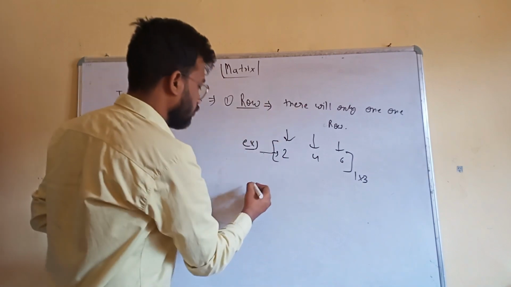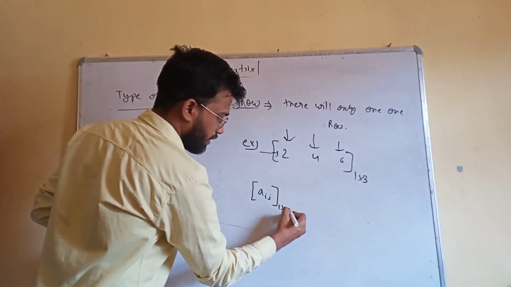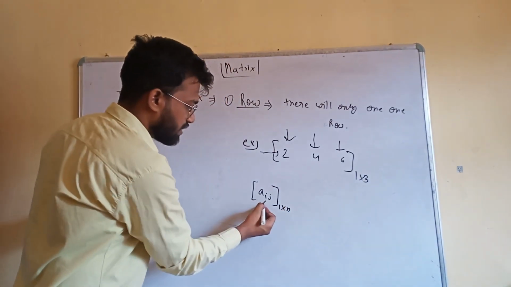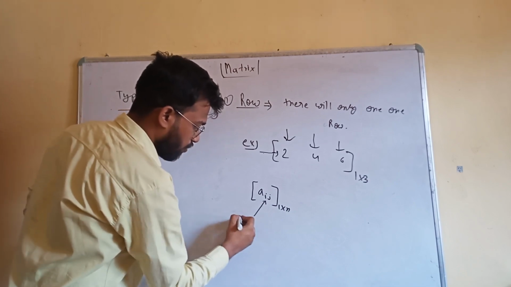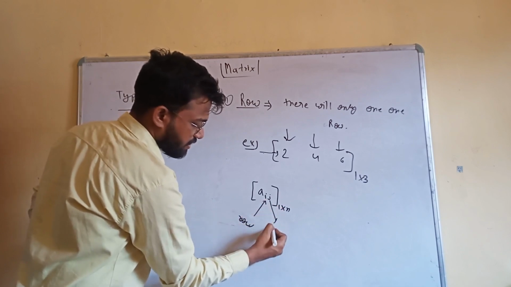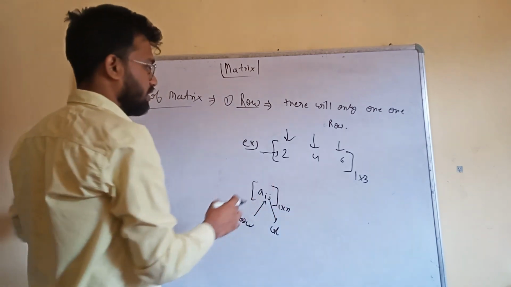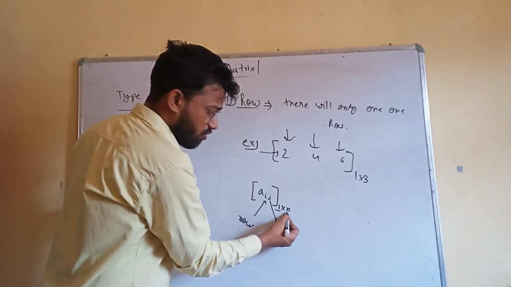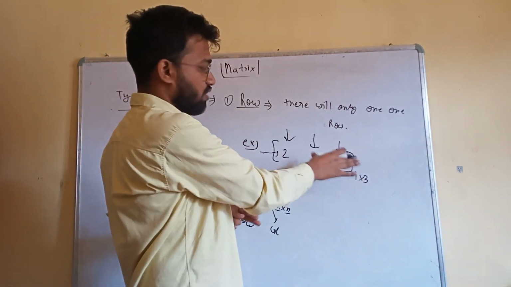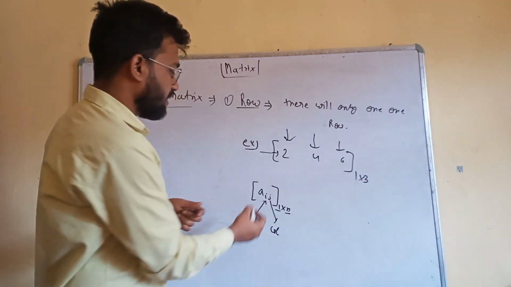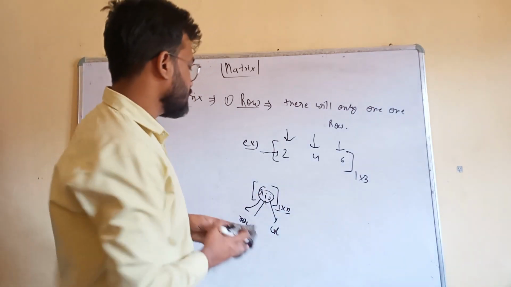So in general form, I can write a row matrix in this form: A_ij, of order 1 cross n. See, what is this i representing? It represents the row, and this j is representing the column. In this example, it has only one row and 3 columns. So this is the row matrix. And what is this A_ij representing? It is representing an individual element. So let's understand what A_ij is representing.